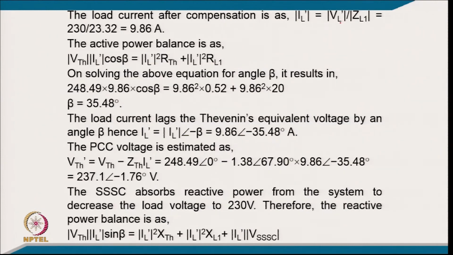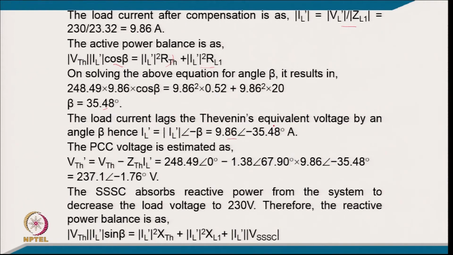Calculating the current from the rated voltage divided by impedance, it comes to 9.86, and then putting in the power balance, the power on the grid side corresponding to voltage, current and the angle between voltage and current, and the loss in resistance of Thevenin, and that is the load resistance. So, solving this, beta comes to 35.48 degree.